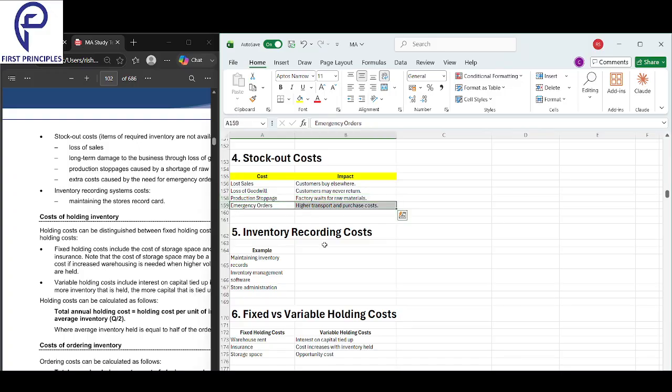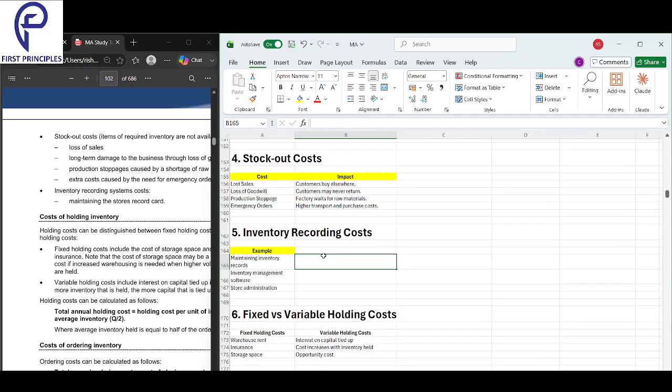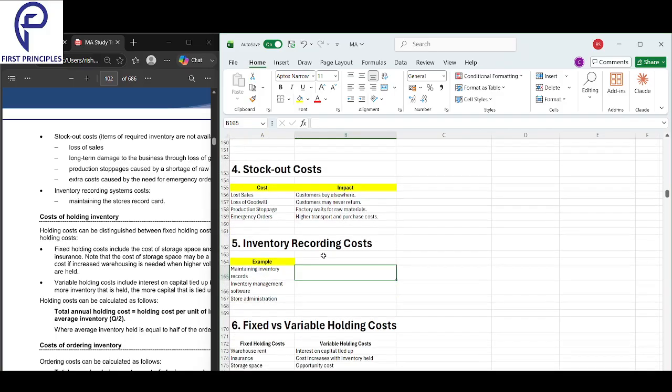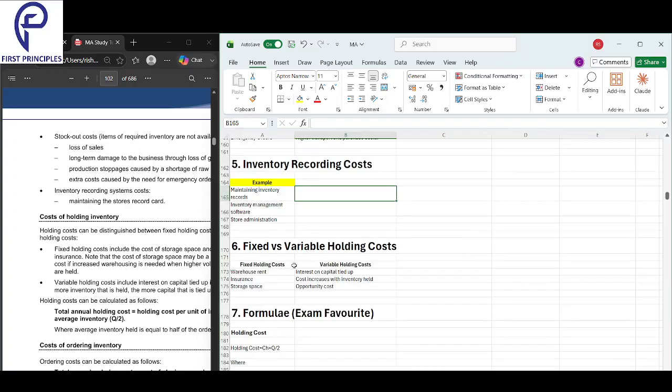Emergency order, high transport and purchase costs. Now, if suddenly we need the goods at the last minute, then again there's a problem. Then they will charge higher. We will pay whatever, somehow, just so that we can deliver the goods. If you don't have better planning, then you will order something in the last minute, and that doesn't always really help.